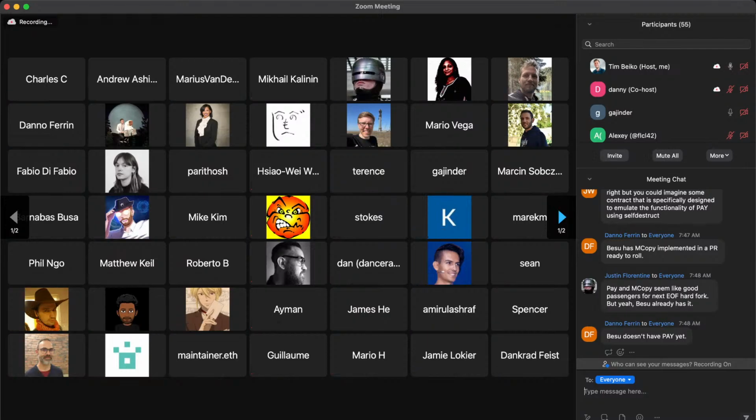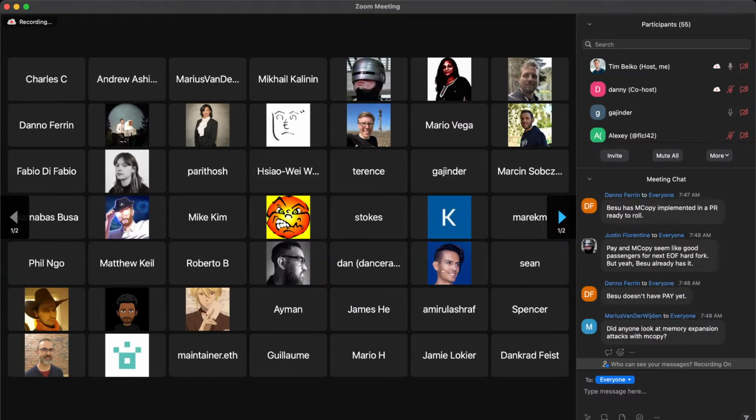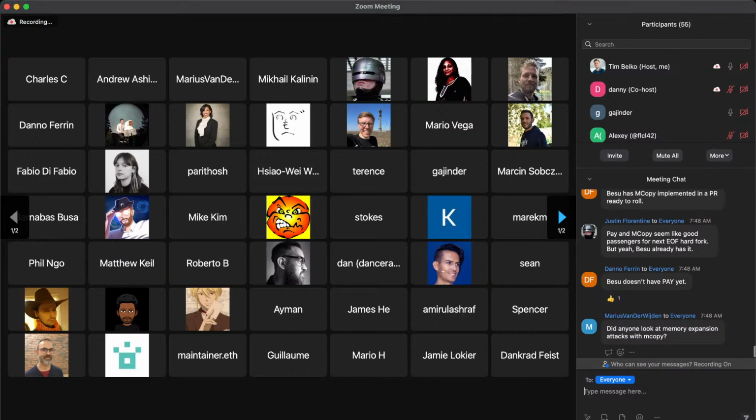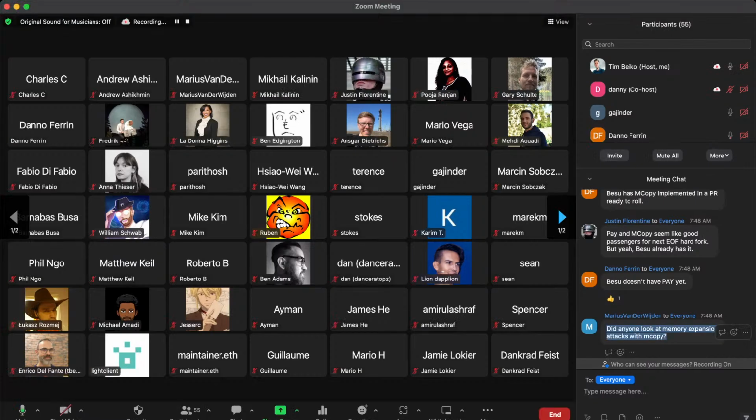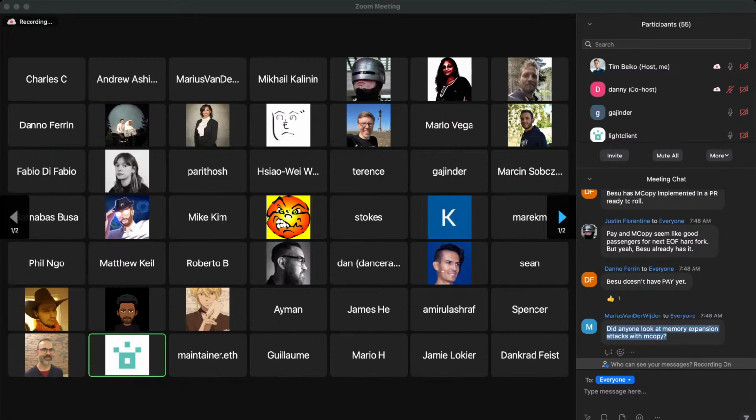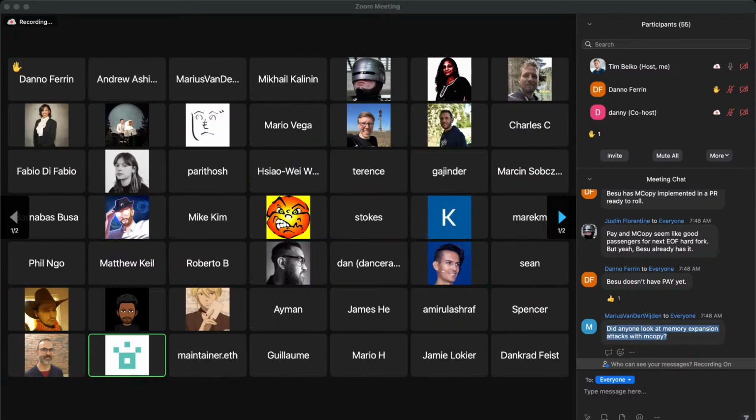There's a couple of comments in the chat about Besu having a PR for mcopy, but then maybe it makes more sense to be bundled with EOF. And then Marius is asking if anyone looked at memory expansion attacks with mcopy. Charles, I don't know if you have an answer to this. I mean, why would it be any different than with the identity contract?